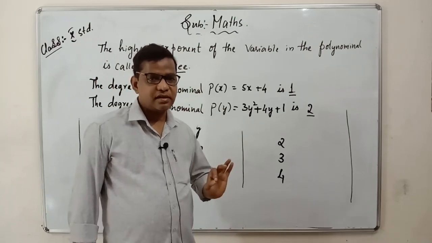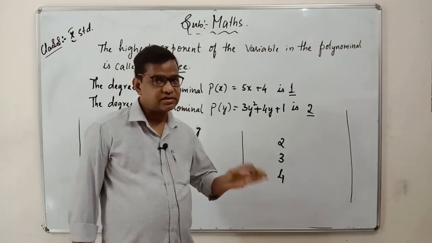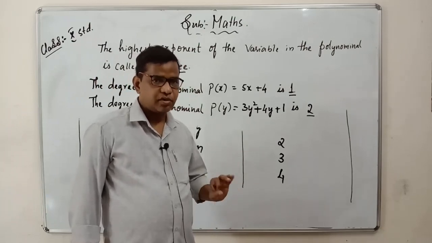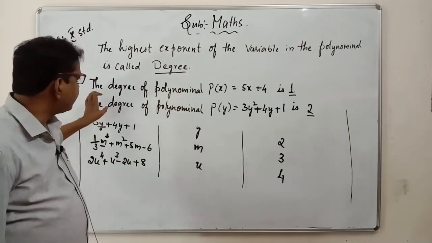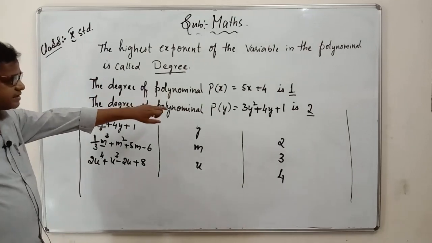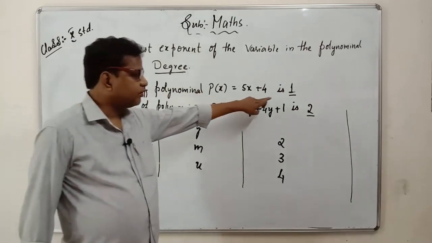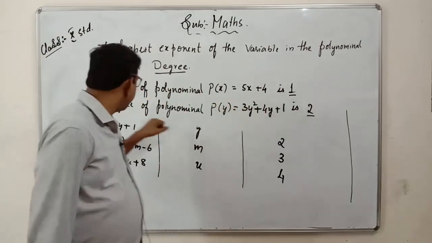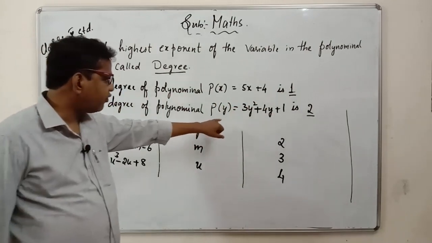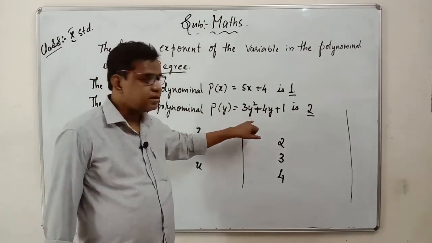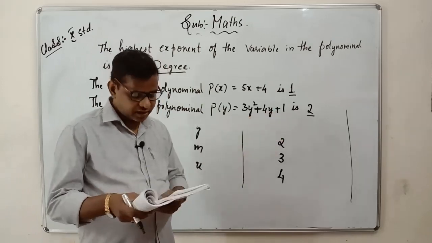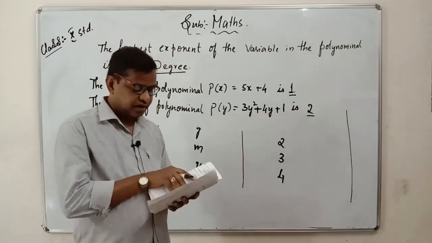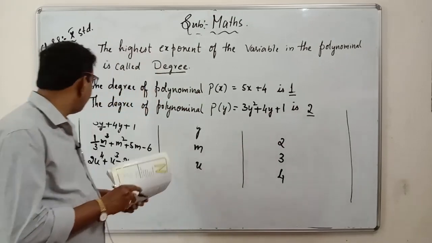So this is the main thing which is not there in your new textbook. Okay, no problem, so we are learning this here. What is the degree of the polynomial? P of x is 5x plus 4. The degree is 1 here. And here the degree of polynomial P of y equals 3y square plus 5y plus 1 is 2. So this is how to read the degree of the polynomial. In the same way you can read all the polynomials.